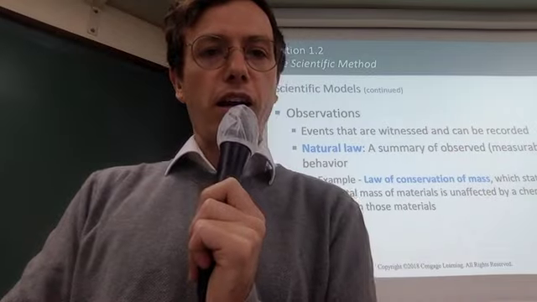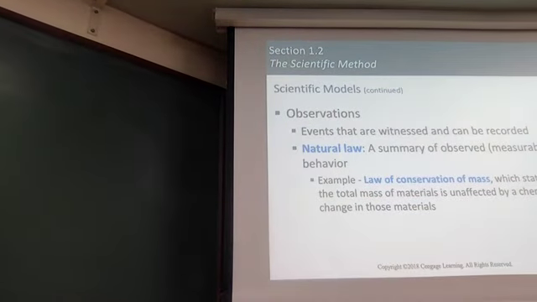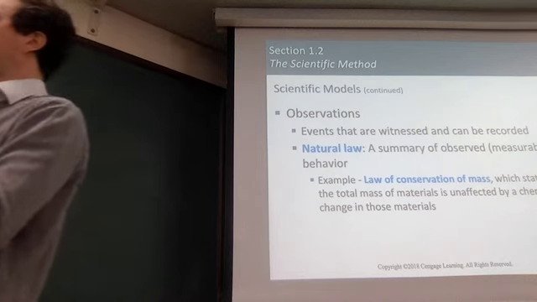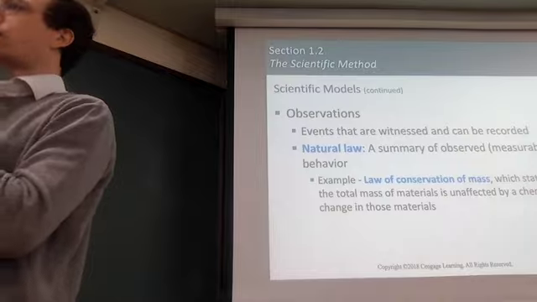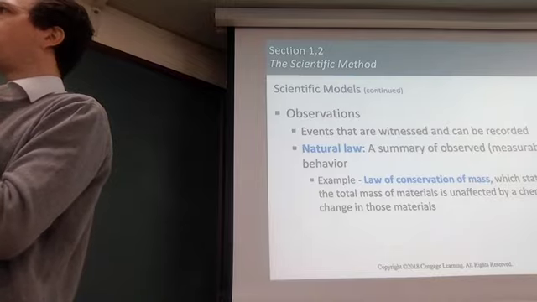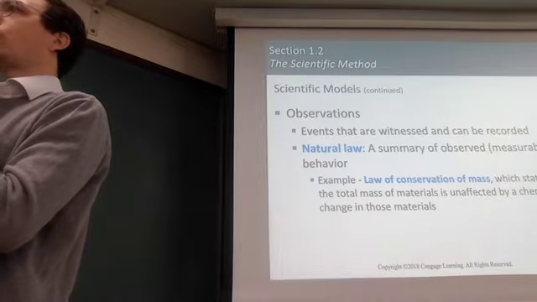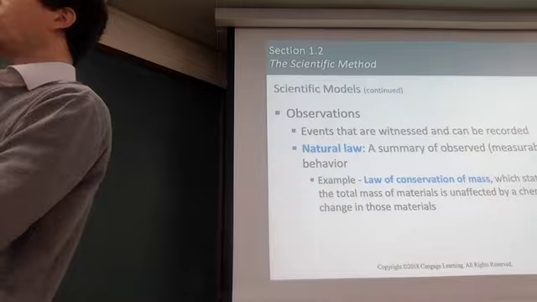Okay, and then once you have done many experiments and many theory updates, then at some point you think, sure, this explains everything we know so far, and then you pose a natural law, which is a summary of all the observed behavior that you have. So you usually combine different theories into one natural law.